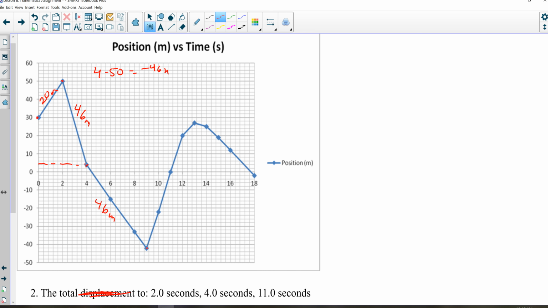Okay, unless my mental math is wrong, you guys can correct me if I'm wrong there. Okay, and then I've got to go from negative 42 back up to 0, like that. That's easy. Okay, that's just 42 meters. All right, so now we've got to add all of those things together.